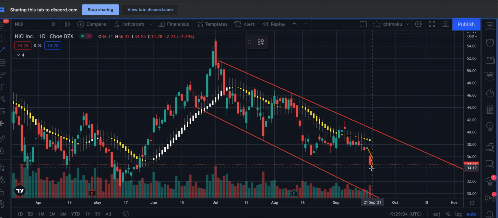A lot of people know how to draw an uptrend line, but they don't know how to draw the downtrend line, because it's a little confusing since it's backward.